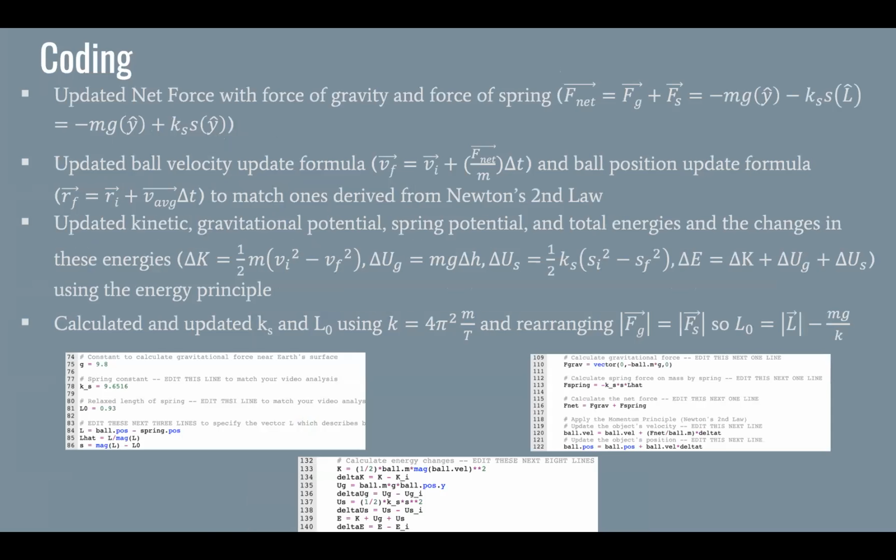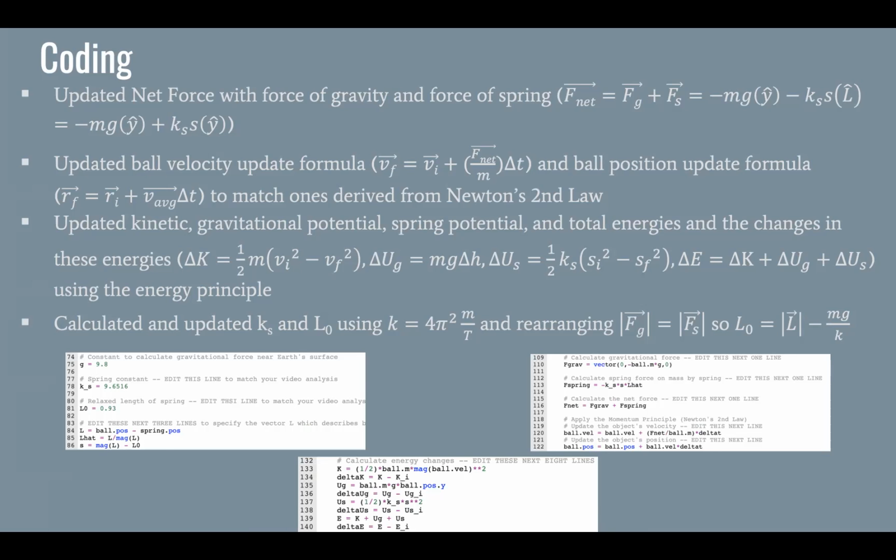In the coding, I updated the net force with the force of gravity and the force of the spring. I also updated the ball velocity formula and the ball position update formula to match the ones derived from Newton's second law. I updated the kinetic, gravitational potential, spring potential, and total energies and the changes in these energies in the code using this energy principle. I also, as I mentioned before, calculated and updated the spring constant and L naught using these formulas to make sure that all of the numbers in the code match what would be calculated in reality so the model would be accurate.